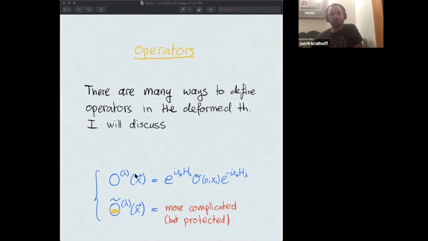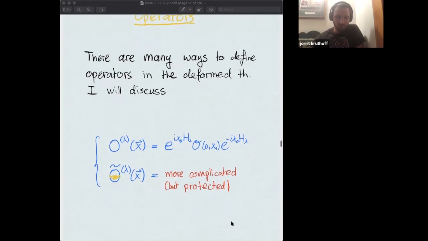Now there are also other operators that you can define, which I denoted here with O tilde. These are a bit more complicated to define, but I'll give a definition a little bit later. But these are protected operators. That's why I drew the small mask here. I thought it was very appropriate. We'll see some nice properties of this operator later.